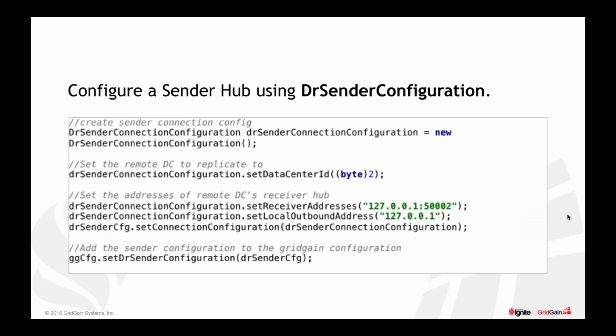Next, you want to make sure you configure your sender hub. So you're going to use the DR sender hub configuration. And here what will happen is the cache will be updated, any replication filtering is applied, the update is added to the local batch, and once the batch is full, the batch is sent to the sender hub.